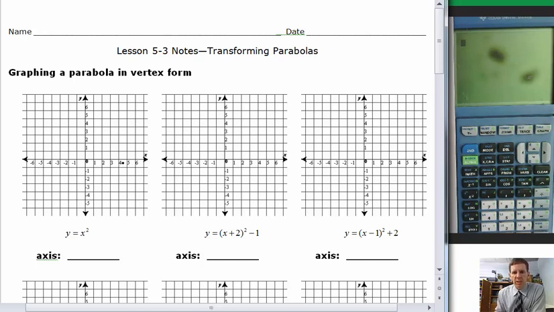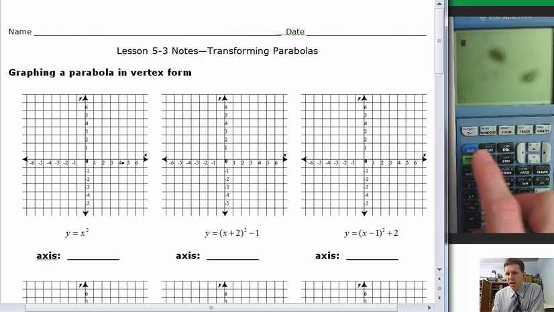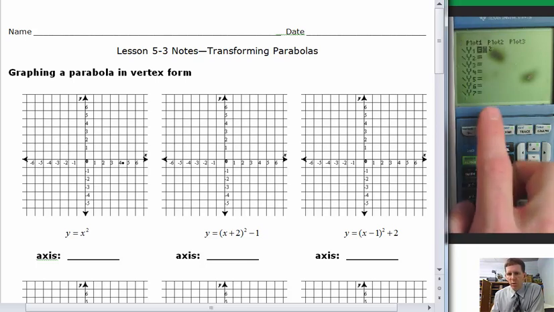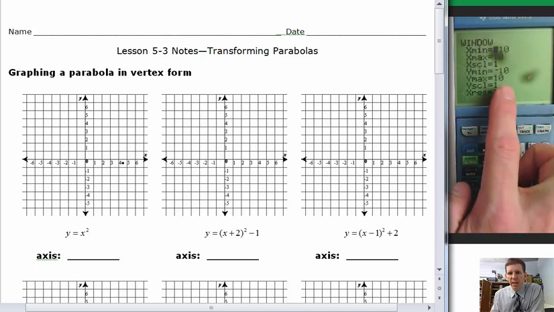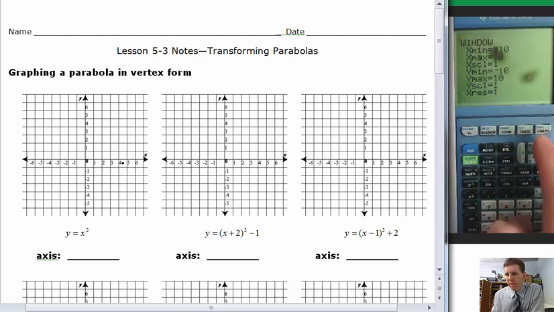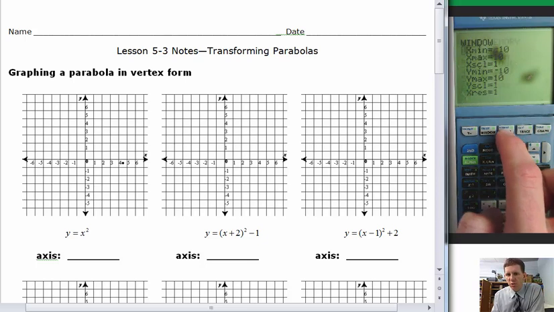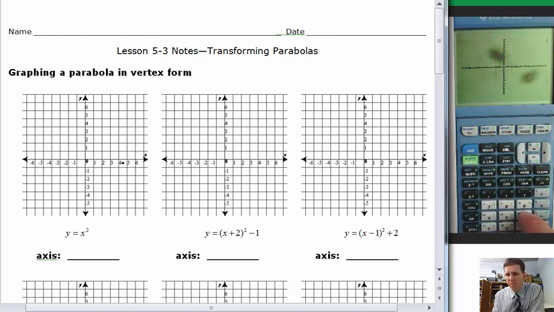To graph a parabola in vertex form, we're going to use our calculators to get an idea of what these graphs look like. A reminder is that we will type our equations in the y equals menu. I want to use a nice window, -10 to 10. You can get that quickly by hitting the zoom button and pressing the number 6.